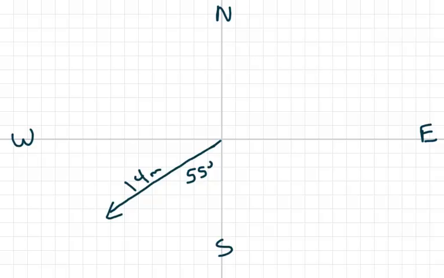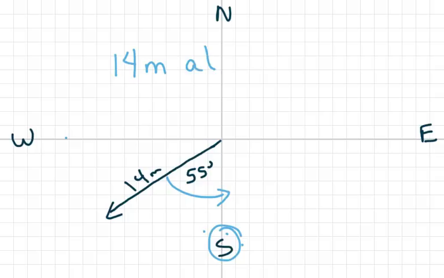And I have two more. Here's my angle. I'm touching the south, so that's going to go last. Since we're in quadrant 3, it's going to be west of south, not east of south. So our magnitude is 14 meters. Our direction is 55 degrees west of south.